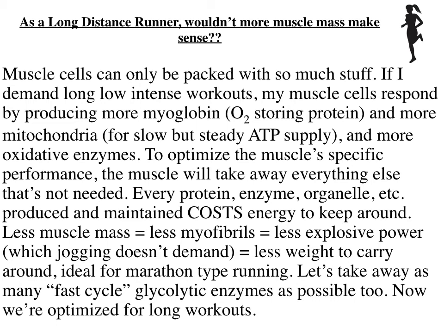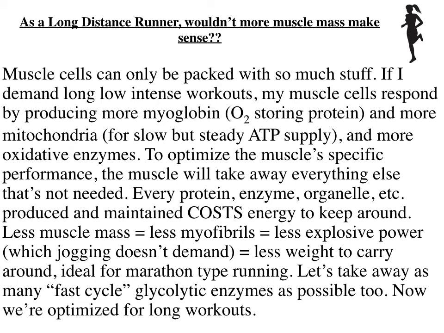If I demand long, low-intensity workouts, my muscle cells respond by producing more myoglobin, which is an O2-storing protein, and more mitochondria for slow but steady ATP supply through oxidative phosphorylation, through cellular respiration, and more oxidative enzymes. To optimize the muscle's specific performance, the muscle will take away everything else that's not needed. We don't need every single protein and enzyme and organelle, because whatever we maintain costs energy. The muscle will always try to only make what it actually is using, and toss everything else out the window.